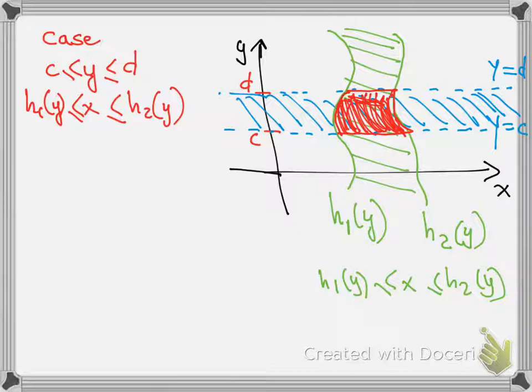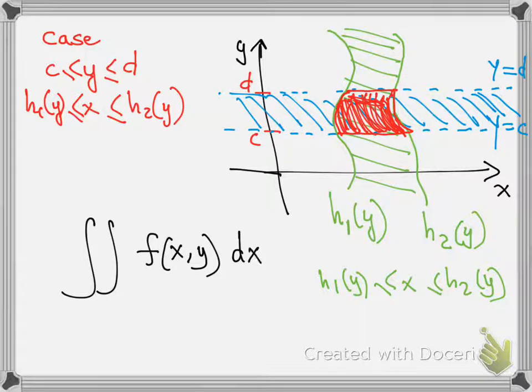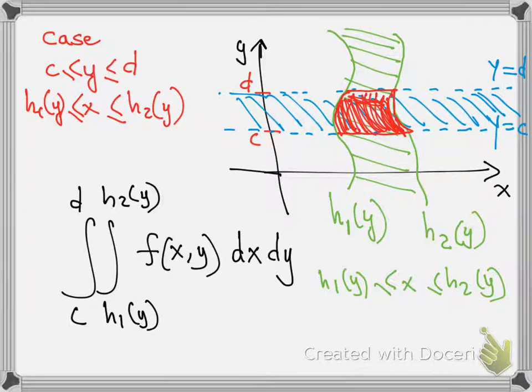And now, what will be the corresponding integral? If this is our region, then you have to integrate some function f of x, y, let's say. Now the order of integration: because x is between functions and y is between constants, first we start with x, because x is between two functions of y. So it's between h1 of y and h2 of y, and then you do y, which is between c and d, okay? So again, you have this double integral, where y is between two constants and x is between two functions. First you integrate with respect to x because x is between functions, and then you integrate with respect to y.